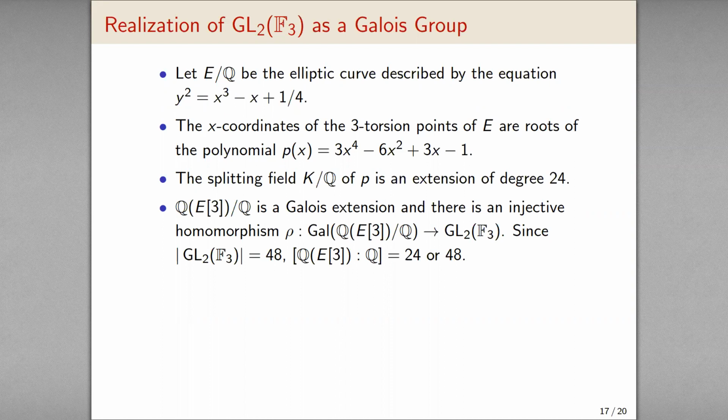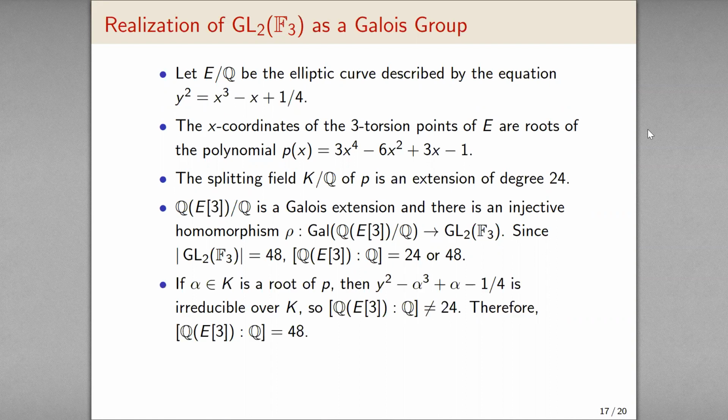Now, we saw previously that the field Q(E[3]) is a Galois extension of Q, and there's an injective homomorphism from its Galois group to GL2(F3). Since Q(E[3]) contains the x coordinates of the 3-torsion points, it has to contain the splitting field K, so it's at least an extension of degree 24. On the other hand, the group GL2(F3) has order 48, and since rho is injective, that means that the Galois group can have order either 24 or 48. We will show that it doesn't have order 24.